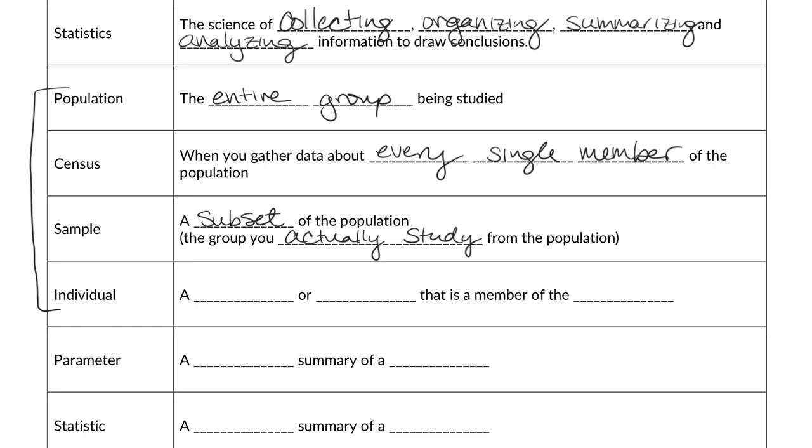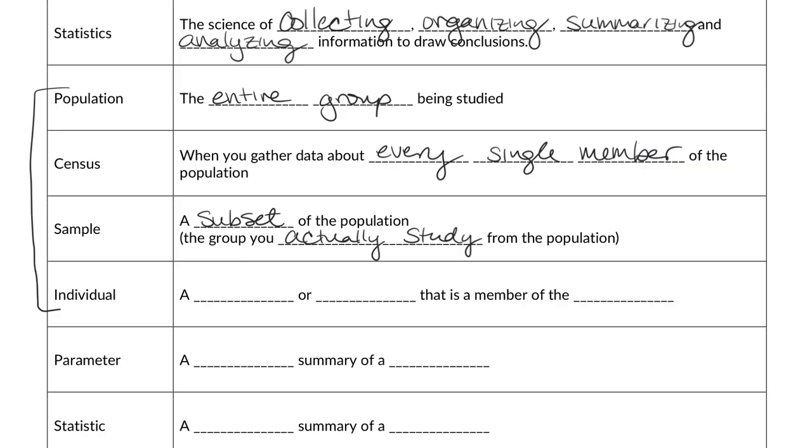So maybe we're saying we're going to survey all the people at Mesquite High School, but we're actually just going to survey all the people in English classes. That's a good subset of the population. There are still people not in English classes, but it's a good subset of the population itself.